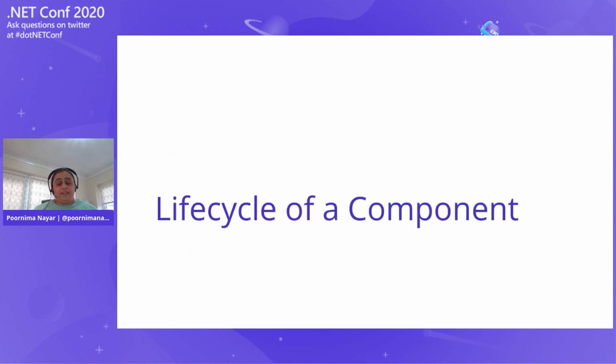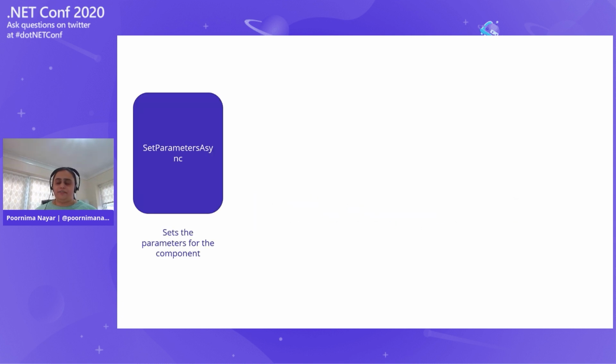Moving on, life cycle of a component. As developers, for myself, I would really love to control the behavior and override the output if I can of anything. And of course, for that, with components, we have lifecycle methods. There are 3 or 4 different lifecycle methods which I can talk you through. The first one is SetParametersAsync. So this is the first lifecycle event which runs for the component. And the main job of it is to set the parameters for the component.